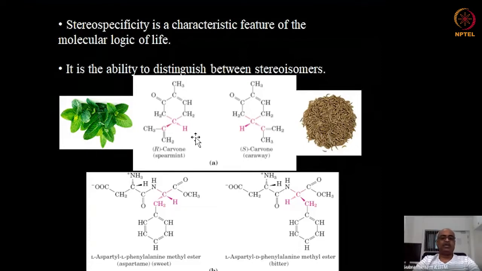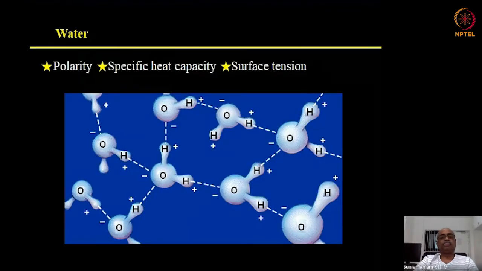And it is not just the smell, even the taste. If you take aspartame, an artificial sweetener, this orientation is sweet, while the other orientation, L orientation, is bitter. And sometimes you can even test some people. For example, there is one molecule called PTC. Some people have a receptor, it binds, and they find it extremely bitter, and others find it tasteless. So stereochemistry matters for all of this. So that brings us to the end of our brief discussion on stereochemistry.